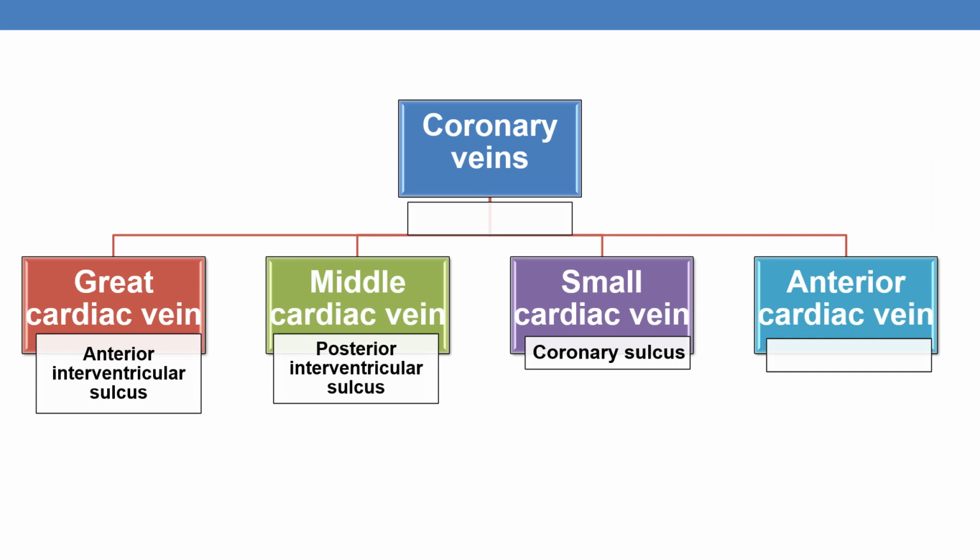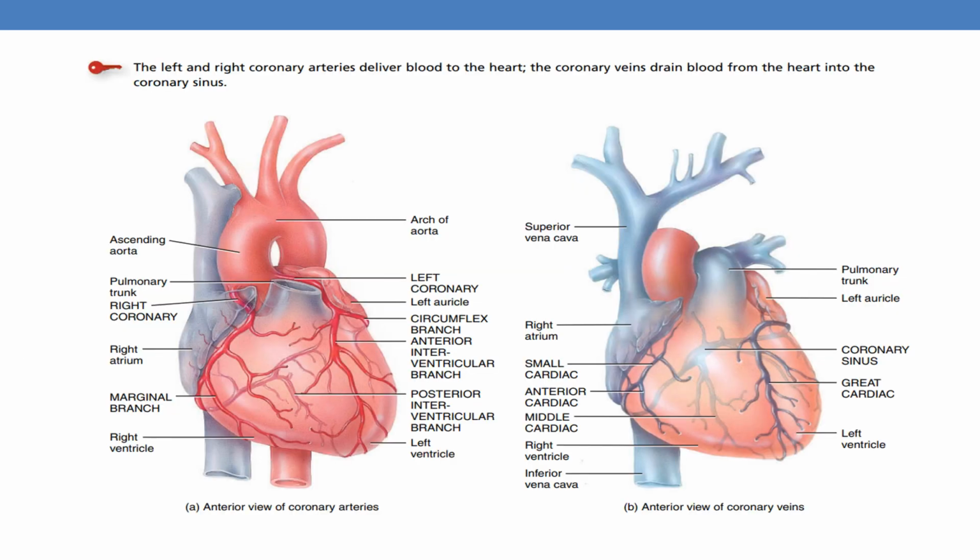Now coming to the coronary veins, there are mainly 4 coronary veins: great cardiac vein, middle cardiac vein, small cardiac vein and anterior cardiac vein. The great cardiac vein is located in the anterior interventricular sulcus, the middle cardiac vein is located in the posterior interventricular sulcus, and the small cardiac vein is located in the coronary sulcus. Here you can see the pictorial representation of coronary arteries and coronary veins. The left and right coronary arteries deliver blood to the heart and the coronary veins drain blood from the heart into the coronary sinus.